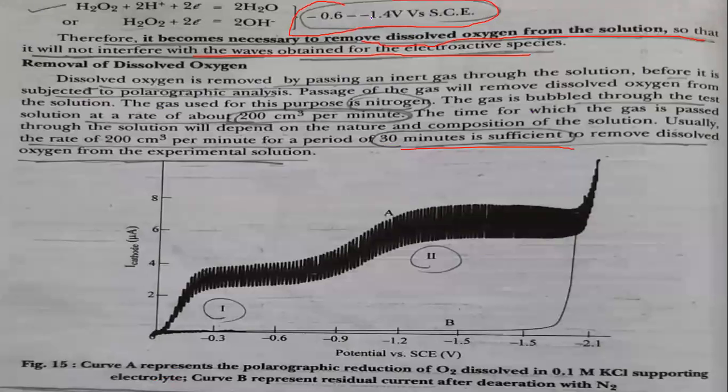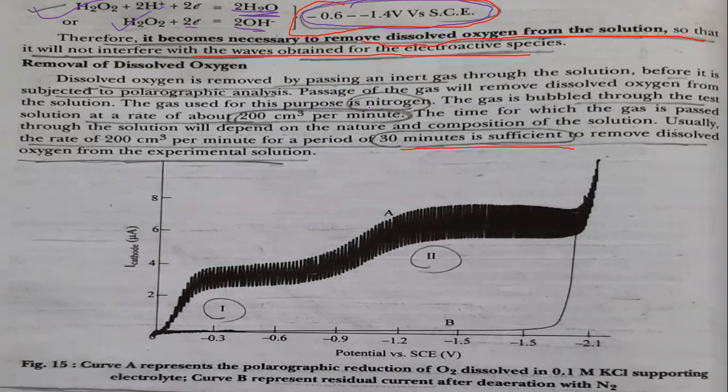Now, see here on the screen, hydrogen peroxide combines with two protons in the presence of electrons to give a water molecule, and again it combines with 2 electrons to give 2 hydroxide ions. Its range is minus 0.6 to minus 1.4 volt versus saturated calomel electrode, and it becomes very necessary to remove the oxygen from the solution so that it does not interfere with the analysis of the electroactive species. So the purpose is only the removal of oxygen.